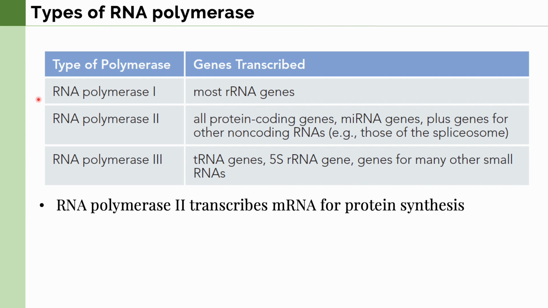The 3 types of RNA polymerase are called RNA polymerase I, which transcribes most rRNA genes. Then we have RNA polymerase II, and these are used for all protein coding genes, as well as microRNA genes and the genes for other non-coding RNAs, like those in the spliceosome, which we will talk about in a bit. And lastly, we have RNA polymerase III, which is used to transcribe all the other genes that we were not able to discuss.